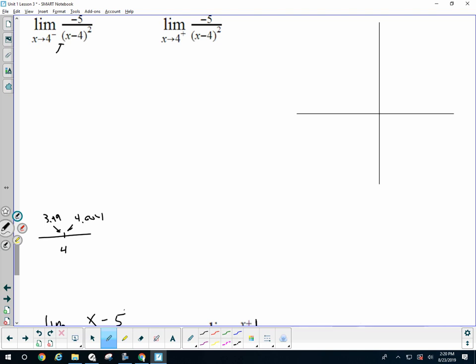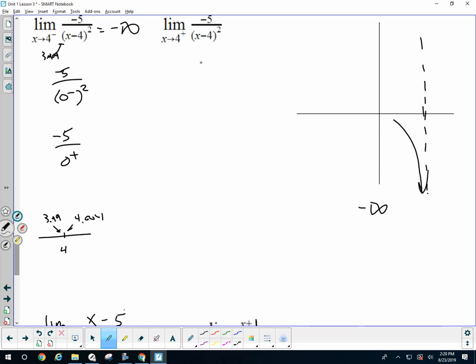If I plug in 3.999 and subtract 4 from it, I'm going to get something that's close to 0 but negative. But guess what? I square that. A negative times a negative becomes a positive. This is why we should get negative infinity for this one. So 4 is my vertical asymptote. To the left of 4, I'm going down towards negative infinity.